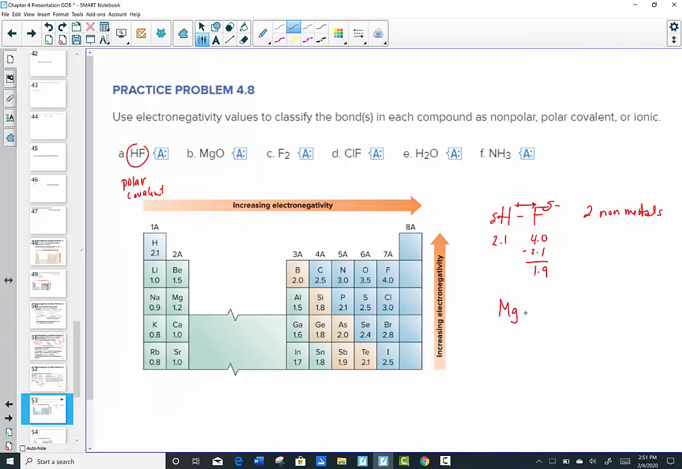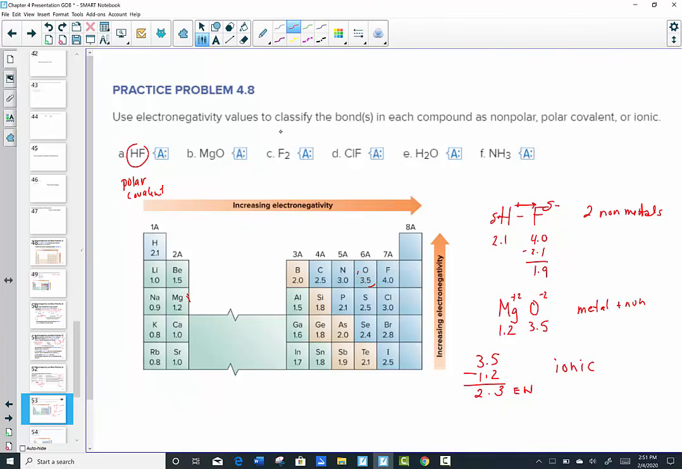Next one is MgO, magnesium oxide. Magnesium, 1.2. Oxygen, 3.5. 2.3 is our electronegativity difference. Well, that definitely falls in the ionic bond. But you know that. Rely on your lessons so far. A metal to a nonmetal is an ionic bond. Magnesium doesn't share its electrons. It wants to just give them away, and oxygen will take them in.